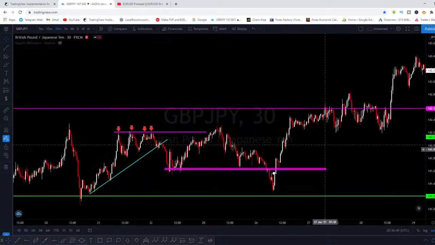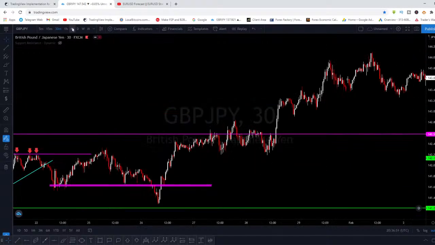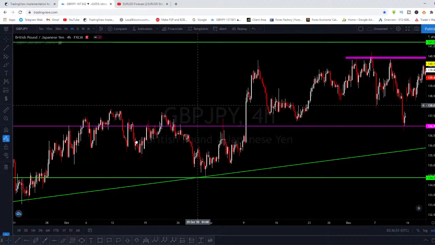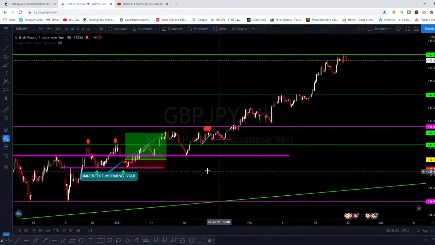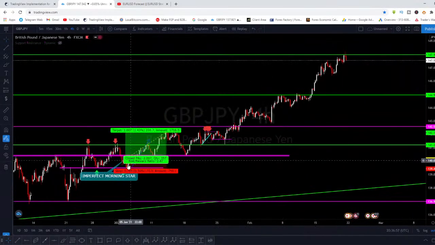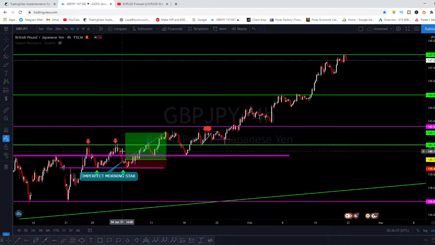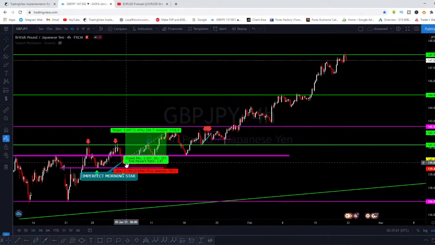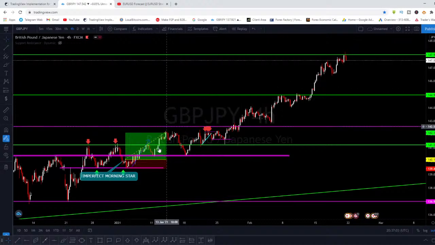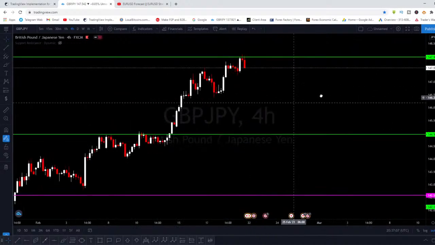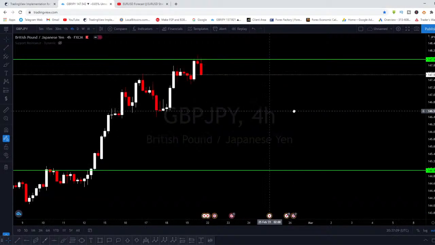I usually mark them out, guys. So that's that for that. But we got it right here as an imperfect morning star formation. It was around this area before we bought this market, right? So now what I'm saying, it is at my resistance level.